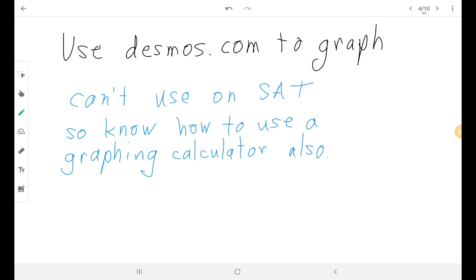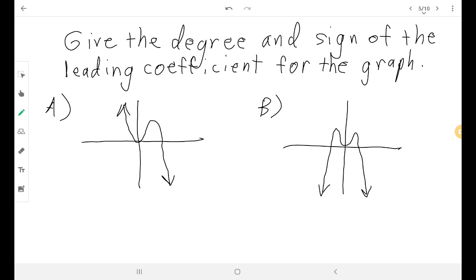Just a little piece of information there. Okay? Any questions about Desmos or graphing calculators at the moment? Okay. I am going to move on then. All right.